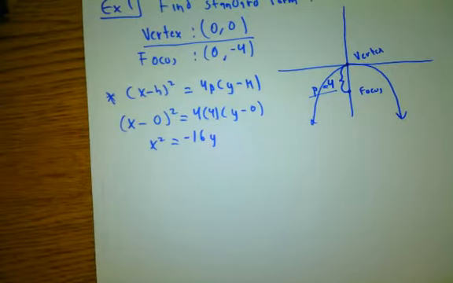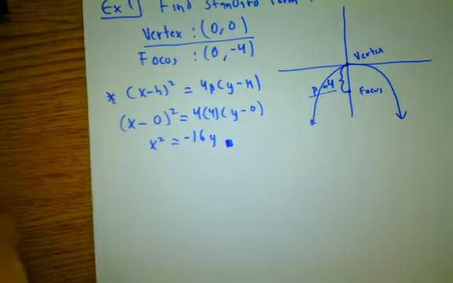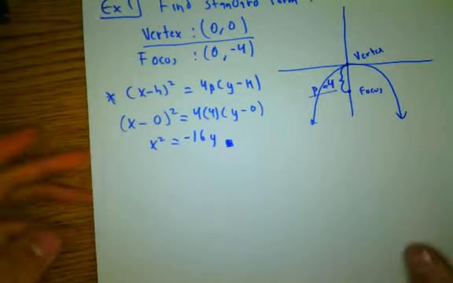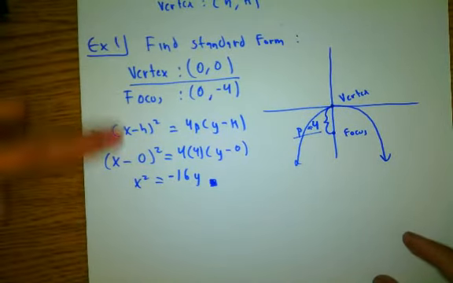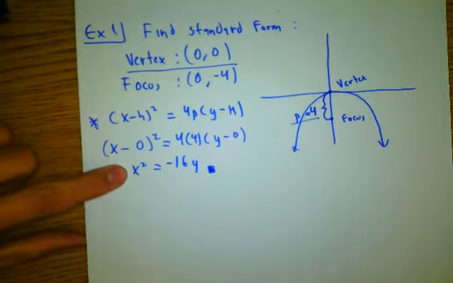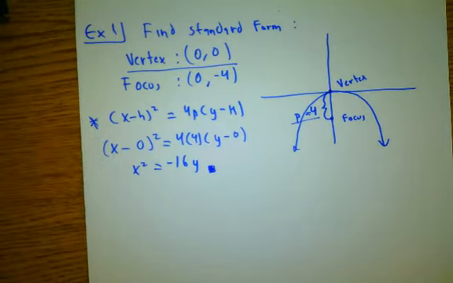Cool? Yes, sir. No. Matter of fact, that is a great question. See how the question said find the standard form? You are in the standard form. Do not solve for y. Because I know that that's what you're used to. You're going to be like, well, y equals x squared divided by negative 16. But that's no longer the standard form. The standard form has to look like basically what we gave you here previously. It has to look something similar to that.